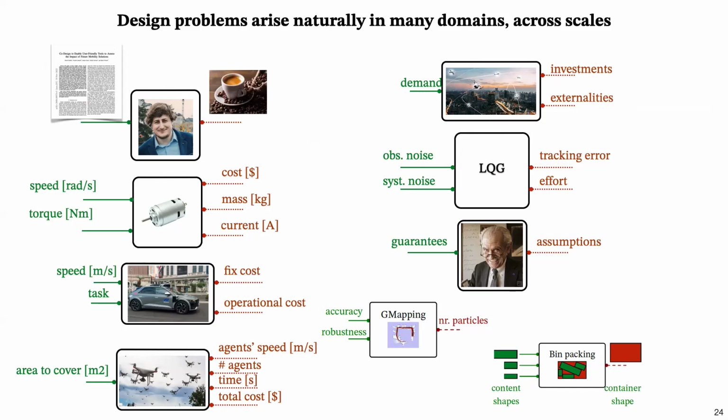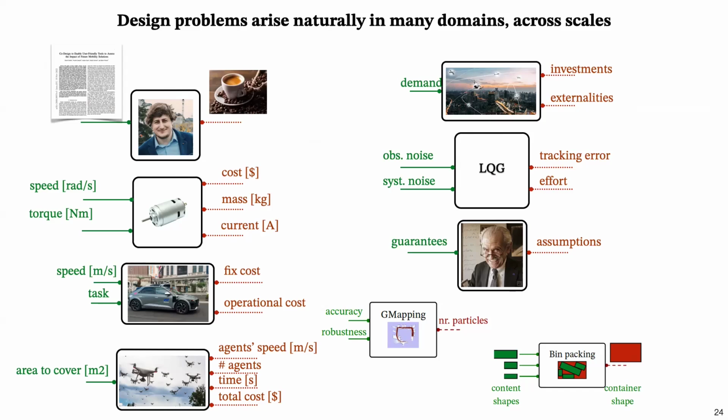You can think of a researcher as a relationship between number of papers and coffee. Be careful, I'm not talking about quality. I'm talking just about numbers, right? If you're into electric motors, you can see a relation between speed and torque and cost, mass, and current. If you are into autonomy, you could look at a relation between the speed at which you have to perform certain maneuvers, the task complexity, and your actual costs.